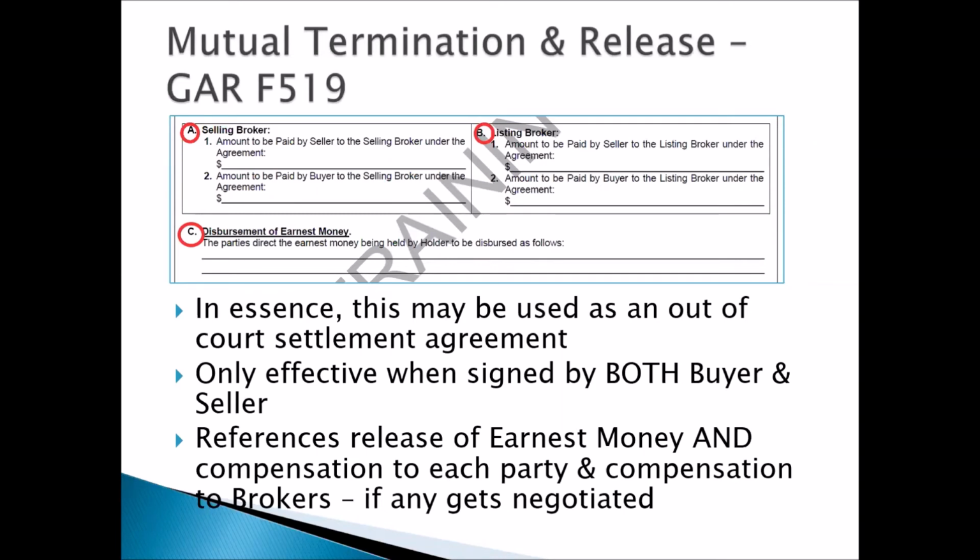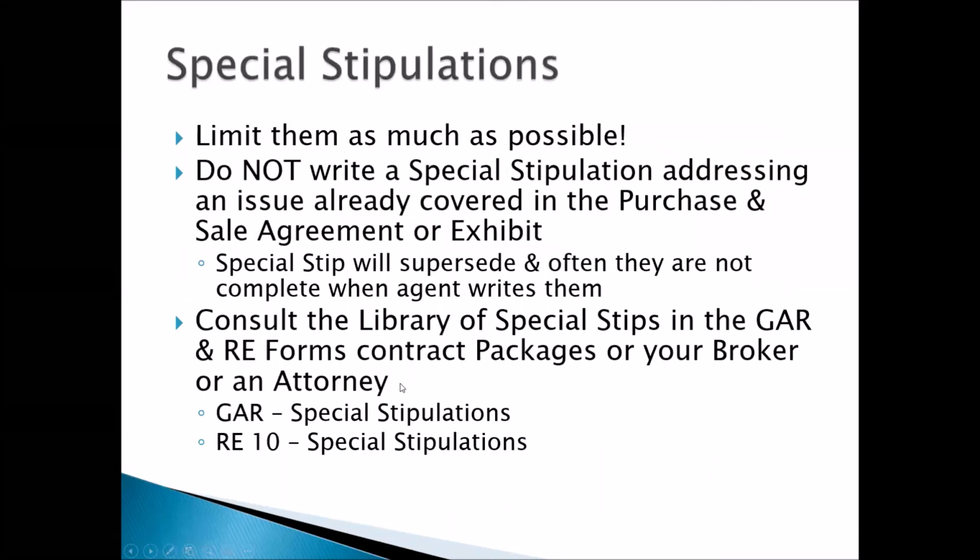You would want to use the mutual termination and release because the buyer and the seller agree what happens to the earnest money. It can go back in whole to the buyer. It can go in whole to the seller. It can be divided up. But rather than the defaulting party risking one of the brokers pursuing them for commission, you can negotiate here the amount to be paid by seller to the selling broker. So the seller can pay some to the selling broker, the seller can pay some to the listing broker, and so forth and so on. So again, this would be a better form to use if the parties have to terminate and all contingencies have expired, if you can negotiate through all these fees.